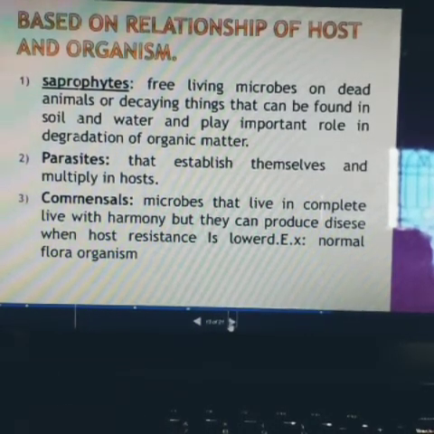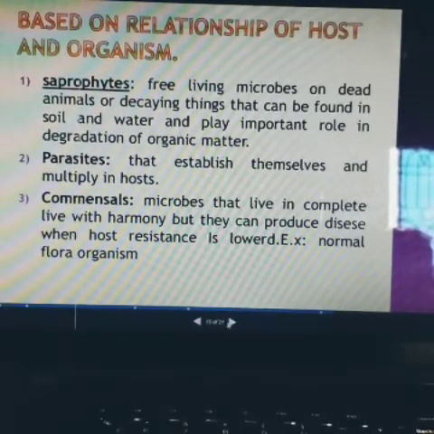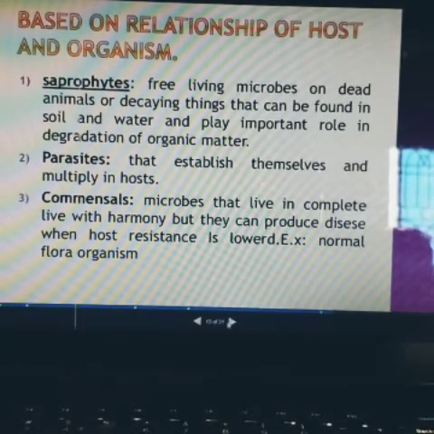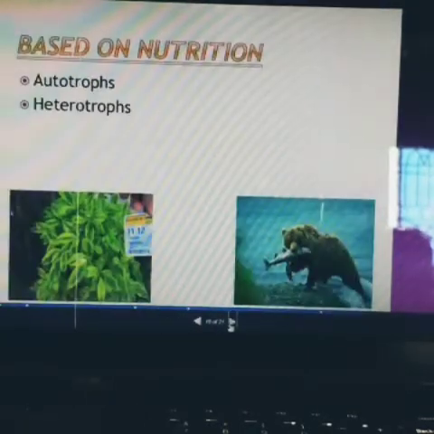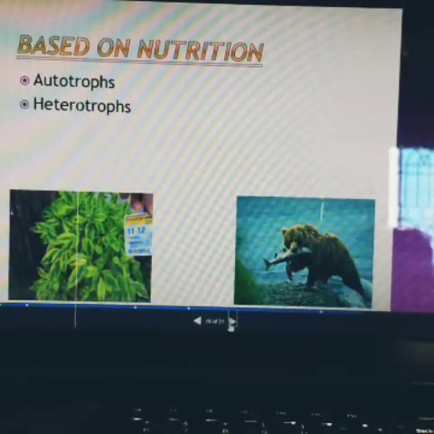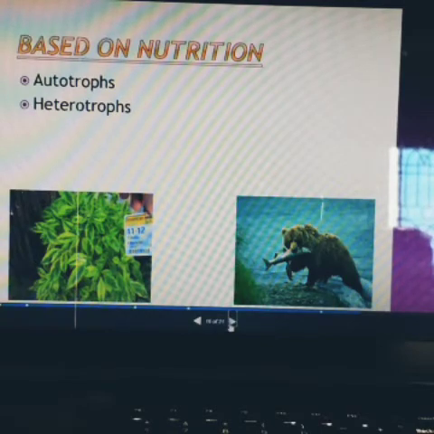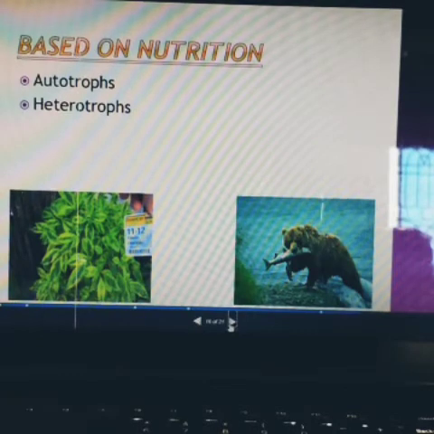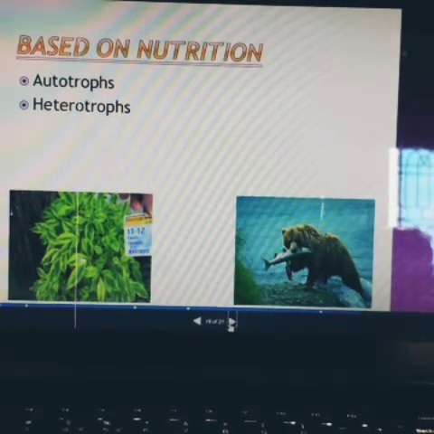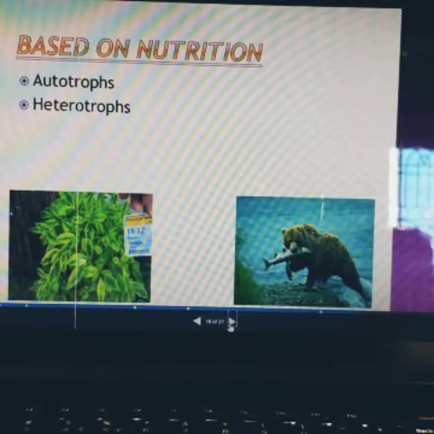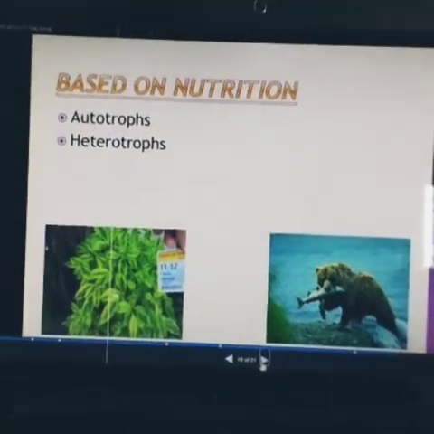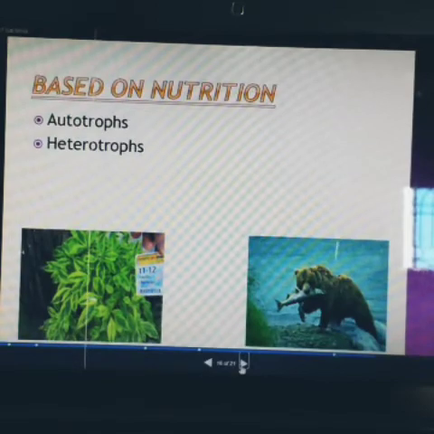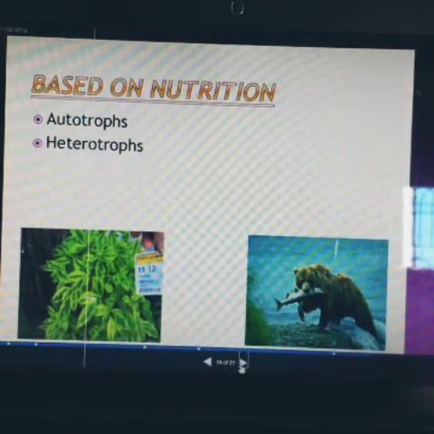So next one देखो, based on the nutrition. Based on the nutrition, here the bacteria are classified into two types. So first one, autotrophic bacteria and heterotrophic bacteria. So here, my dear students, some bacteria prefer their own food material. Some bacteria prefer to make their own food material. Such kinds of bacteria are called autotrophic bacteria.